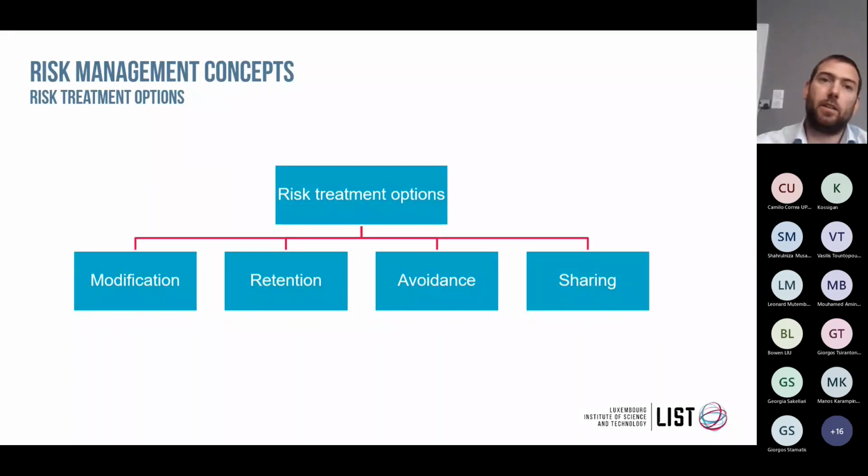And the sharing treatment option consists in subcontracting some activities, for your IT management for example, or taking some insurance to limit the impact. However, this treatment option can be tricky because risk sharing can create new risks or modify the existing identified risks.